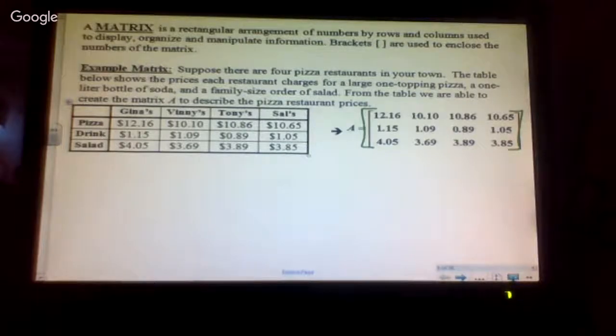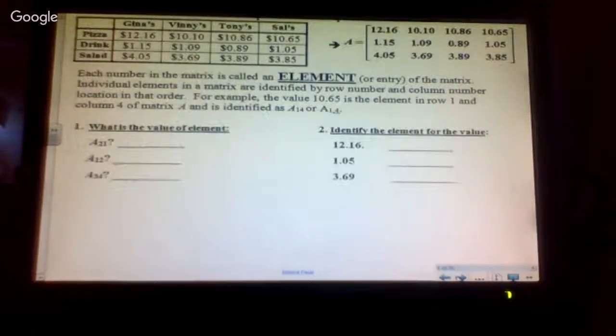That's it. That's a matrix. It's just an arrangement of numbers in rows and columns, in brackets. We are going to add, subtract, multiply. Divide? No, we don't divide. Each number within your matrix is called an element or entry of the matrix. Individual elements are identified by row number and column number. So column 1, 2, 3, 4. Row 1, row 2, row 3.